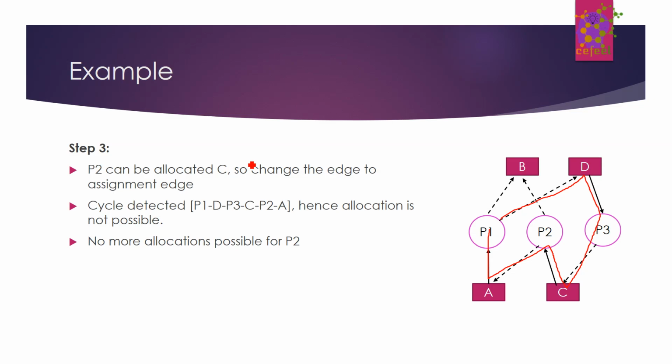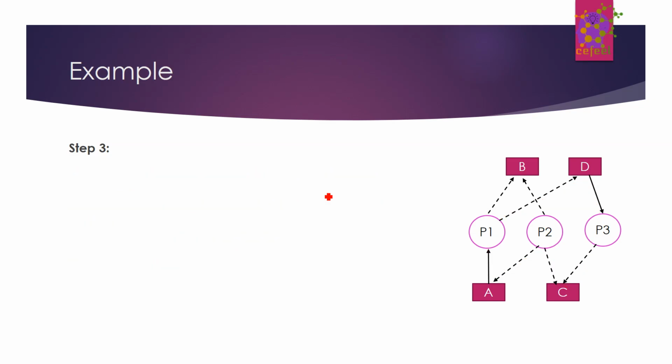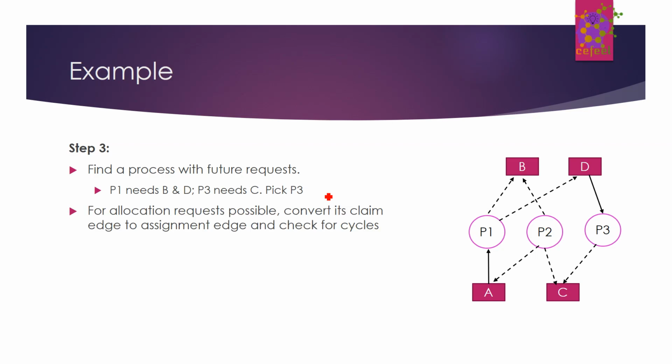In fact, if you notice, there is no more allocation possible for P2 because the edge P2 to A we cannot convert to assignment edge because A is already allocated to P1. So we cannot allocate A to P2, and hence we are done with process P2. And now we go back and we have to repeat this step for other processes. So notice we were not able to allocate any resource to P2, but now we will take the next process. Now next available processes are P1 and P3. P1 needs B and D and P3 needs C, and let's pick P3 just for the sake of convenience.